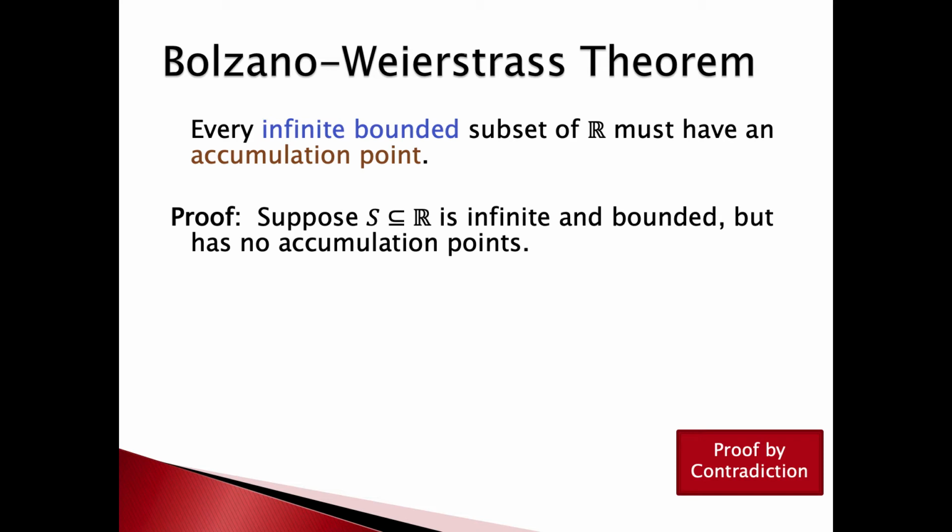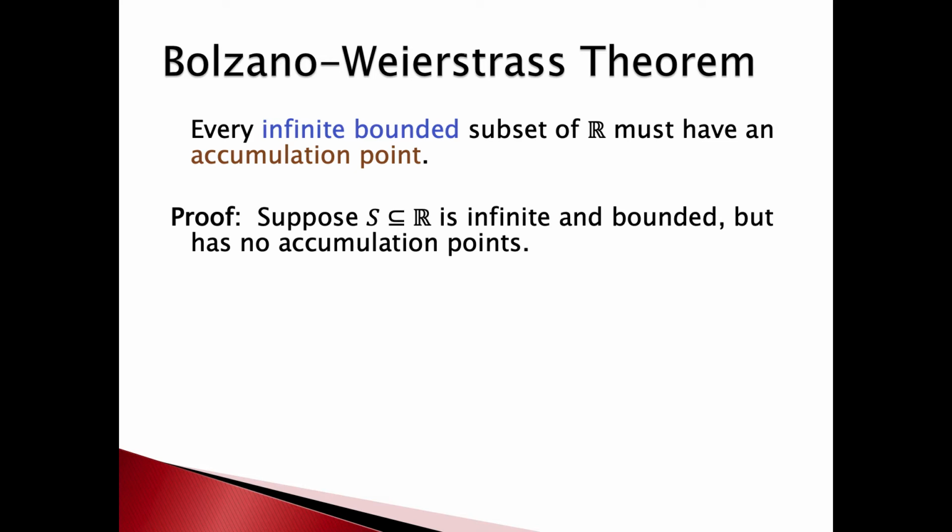So how do I do a proof by contradiction? I assume P and not Q and show that that gives me a contradiction. So I'm going to assume that S is a subset of the real numbers. It's infinite and it's bounded. That's the P. But not Q, that it has no accumulation points. Okay? It gives me a lot to work with, notice. This is why I like doing proofs by contradiction, because I know a lot about this set S. I know it's infinite, I know it's bounded, I know it has no accumulation points. There's a lot to work with there, right? I can start writing down stuff and trying to get a contradiction, and I got somewhere to go.